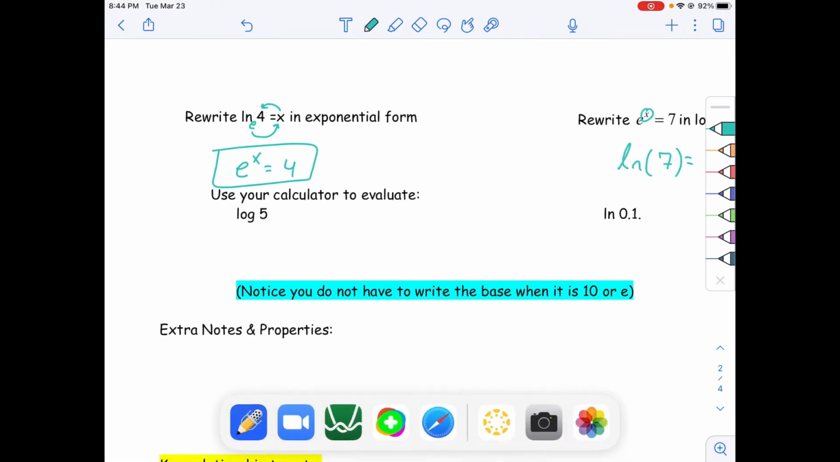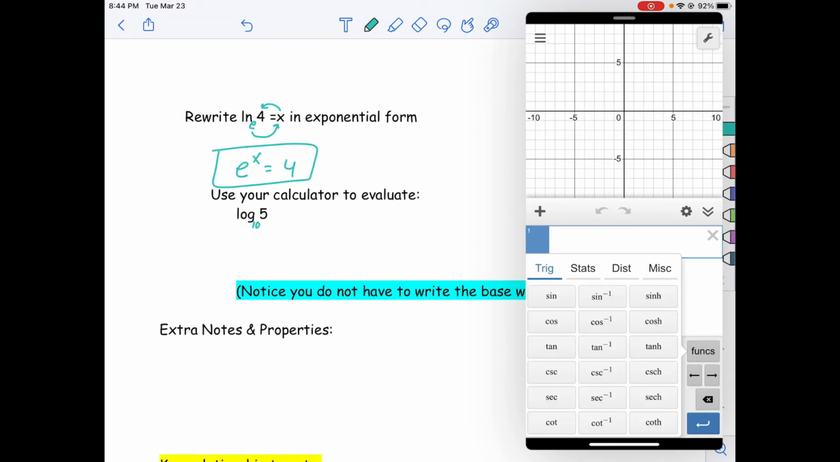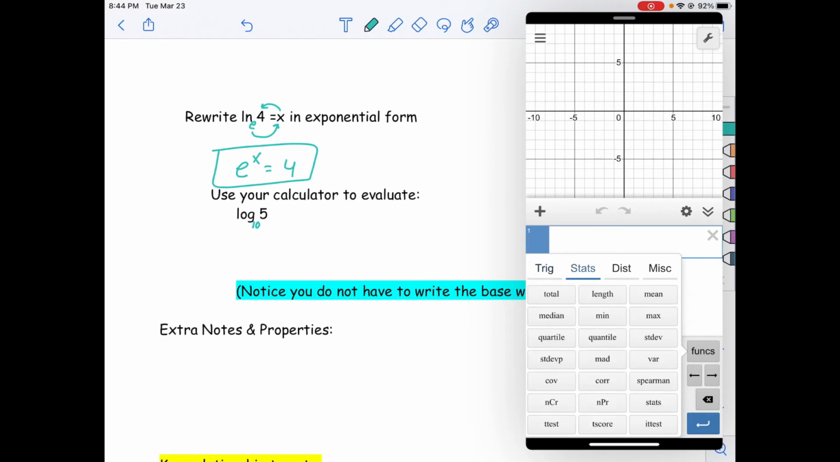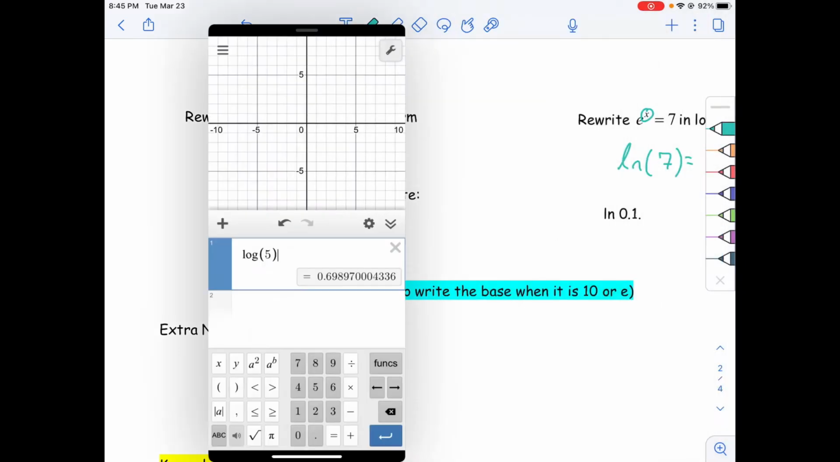Next it says use your calculator to evaluate log of 5. Now this log of 5 is our log base 10. When there's no number here, it's just automatically considered base 10, which is the button in your calculator. So let me see if I can find that in Desmos real quick. There it is. So log right here, boom, of 5 is equal to 0.699, and then we'll just go 3 decimal places.